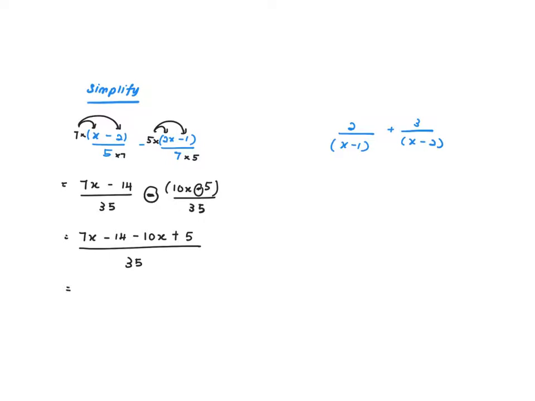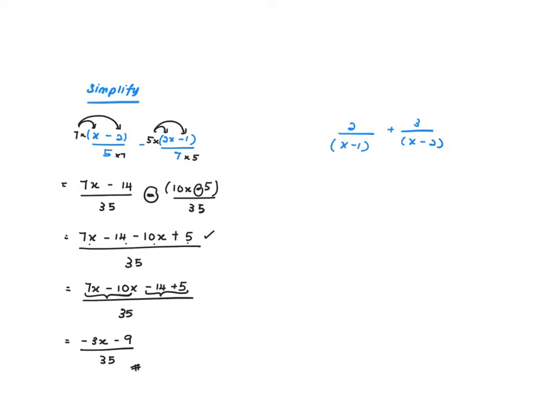Okay, now if you look at our numerator, there are terms that we can actually combine and simplify. So we need to simplify it now. So I'm going to rearrange and regroup everything with the same term. So I have 7x minus 10x, and minus 14 and plus 5 on the top, over 35. So x and x we can solve, and negative 14 and plus 5 here we can solve. So 7 minus 10 is negative 3x, and negative 14 plus 5 is negative 9 over 35. And that will be our final answer.